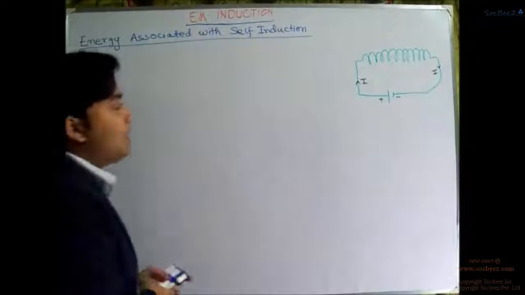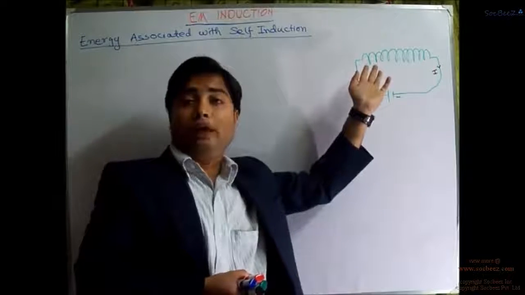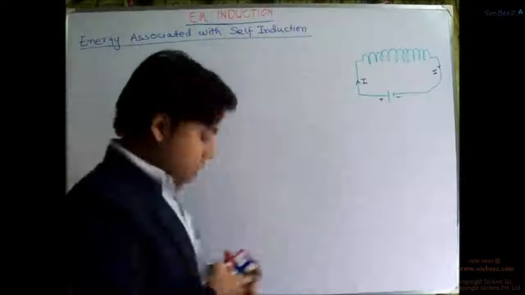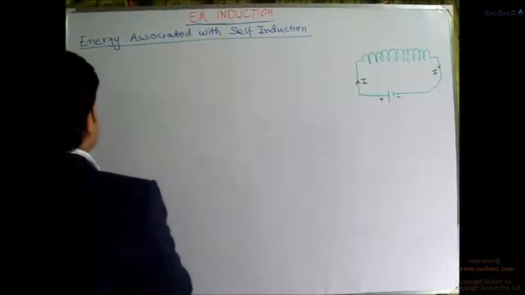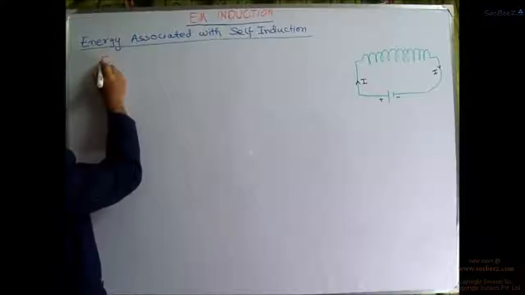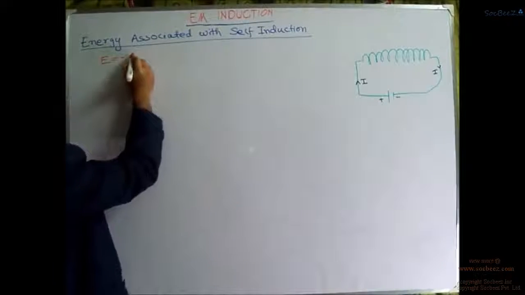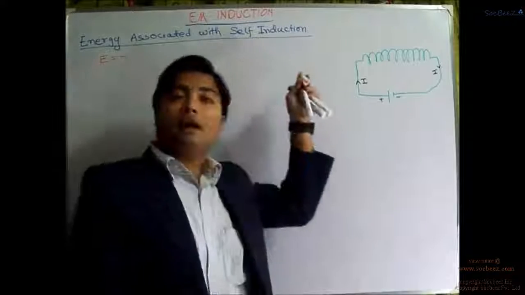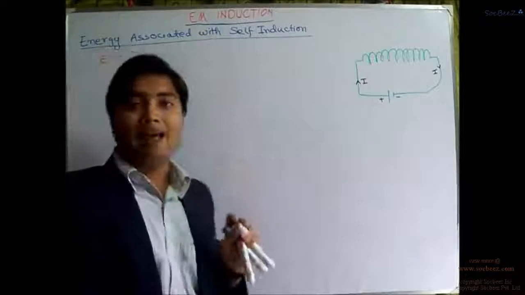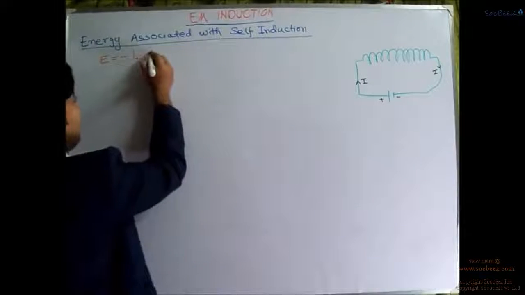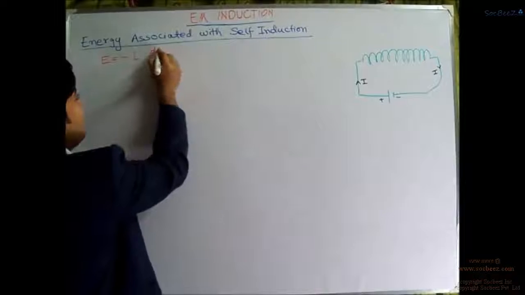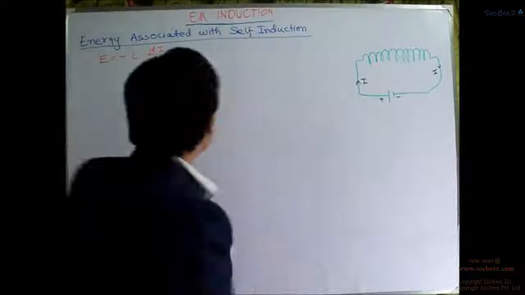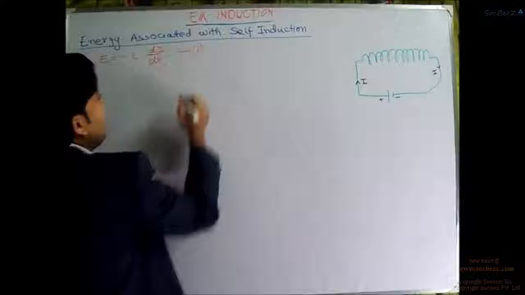And we know the formula that an opposing EMF that will be produced or induced due to the self-induction, the formula is as such: E is equal to minus L, where L is the coefficient of self-induction, or it is also known as self-inductance, right? L multiplied by the rate of change of I. Okay, we know it from the previous lectures.